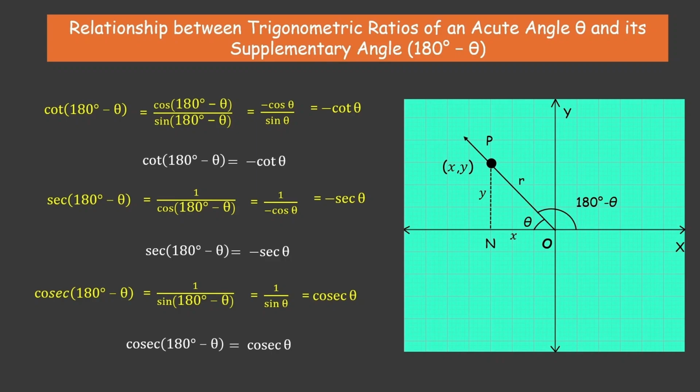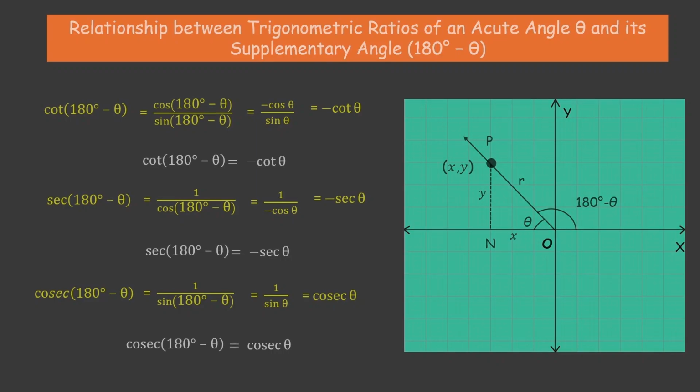So we notice that for all of these angles, only sine and cosecant stay positive when moving from an acute angle to its supplementary angle. Now let us look at one more relationship.